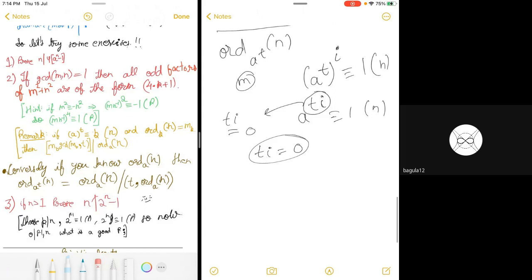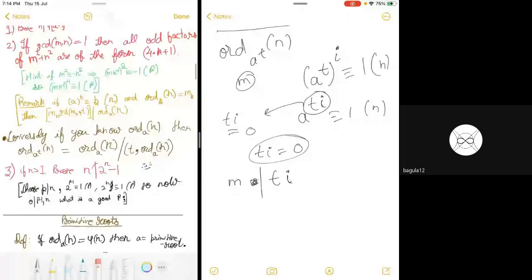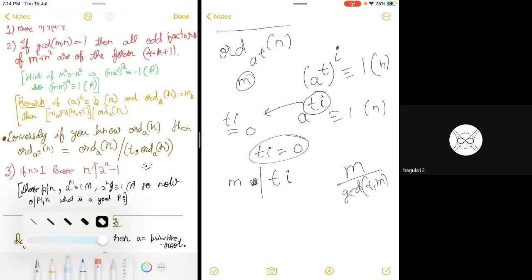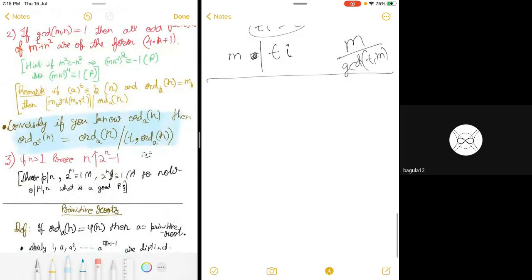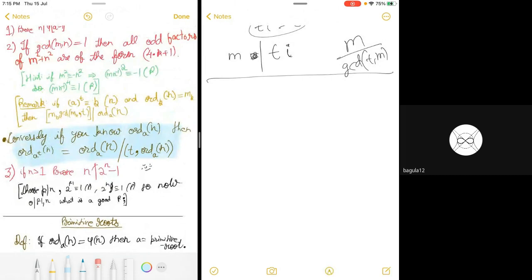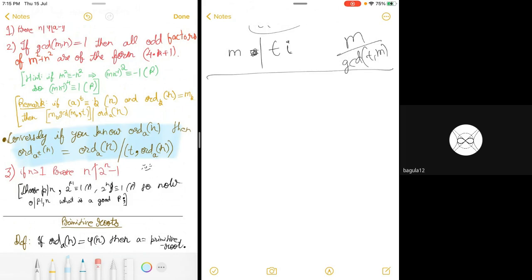So suppose the order is m. Then i satisfies that m divides ti, and i is the smallest such number. So it can be easily shown that i is actually equal to m divided by GCD of t and m, which is what this says. So you can check that easily. Now we move on to the third exercise. I won't be doing this completely, but I will give you an idea. The rest is left as an exercise.